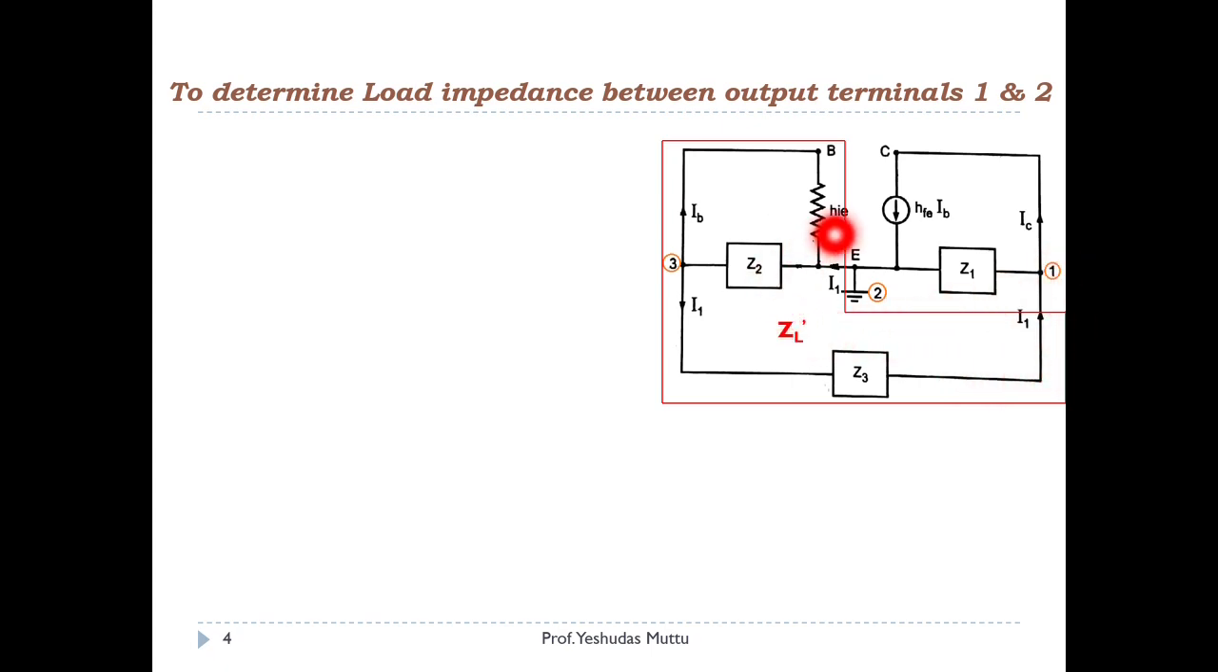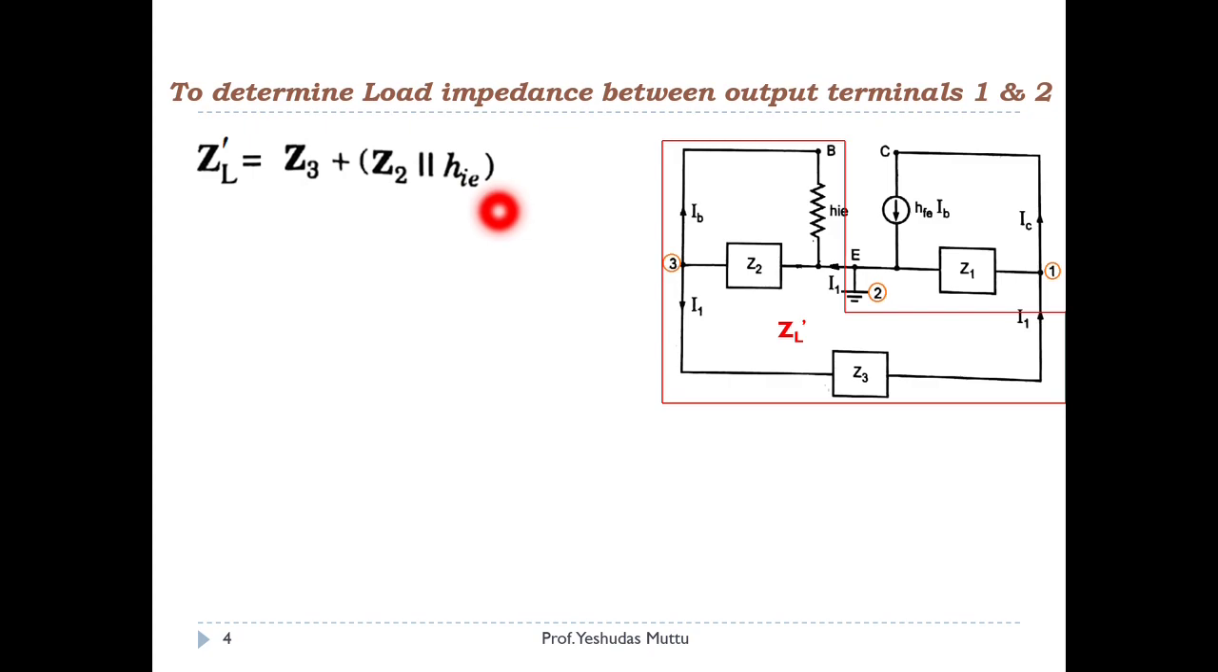So Z2 parallel HI in series with that of Z3 will give me ZL dash, which I have named for this red box over here, the impedance in this red box, fine. After finding ZL dash, I'm going to find ZL, which is going to appear in parallel with Z1. Fine. So let us begin. First, I'm going to find out ZL dash. As I told you, it is Z2 parallel HI, in series with that of Z3.